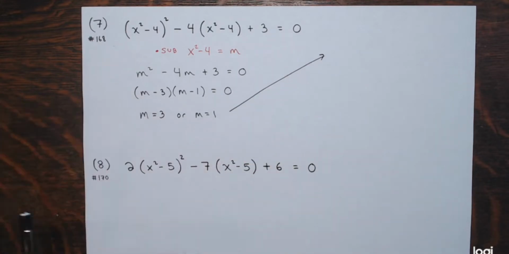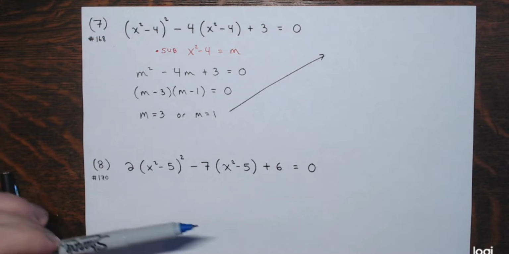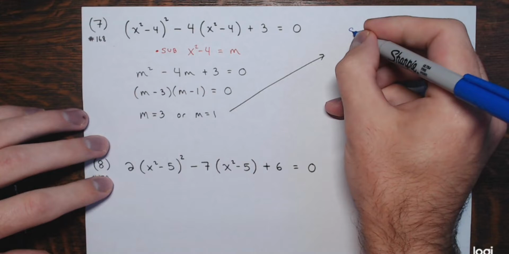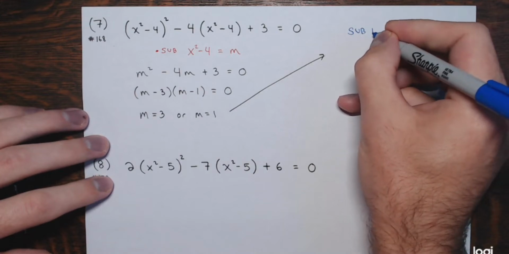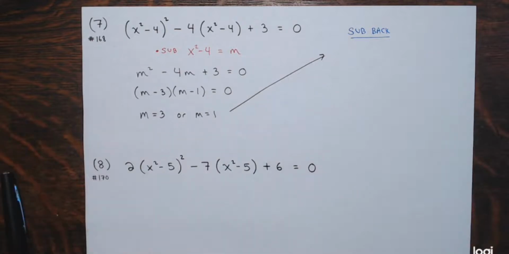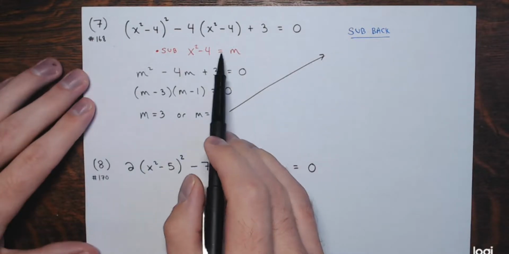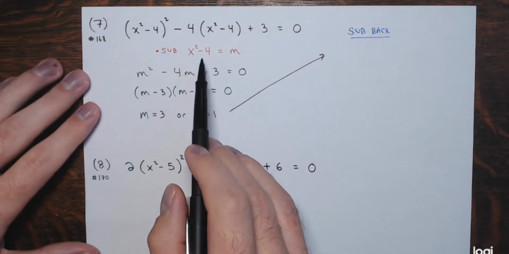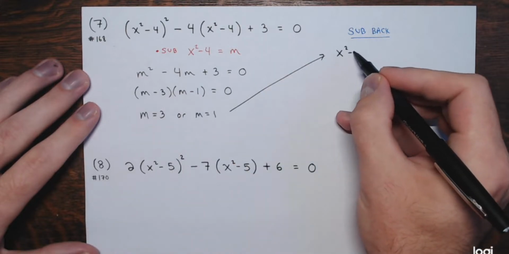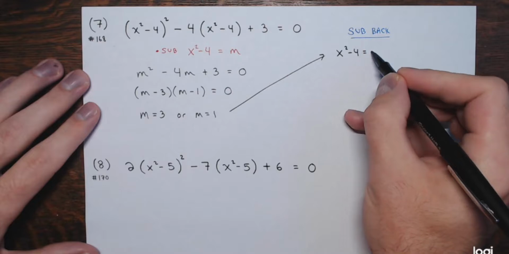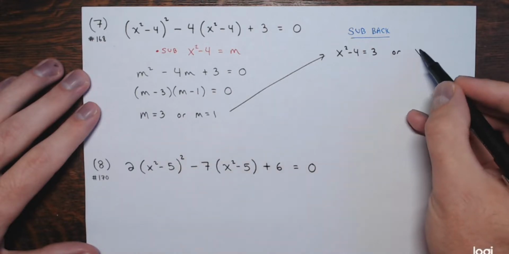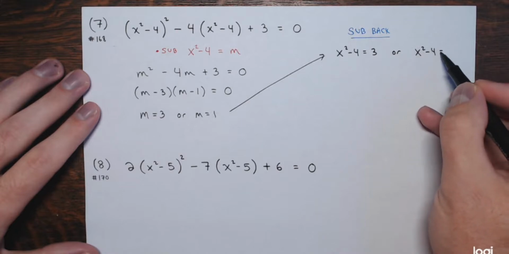But now I sub back, right? I don't want to solve for m, I want to solve for x, right? The original variable. So now we sub back. Remember that m was x squared minus 4. So this is x squared minus 4 equals 3, or, and then x squared minus 4 equals 1.